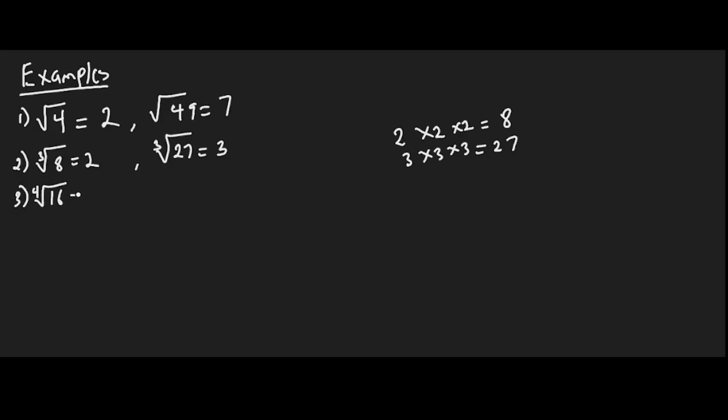We have the 4th root of 16, that is 2. That is, 2 is that number that you can multiply by itself 4 times to give us 16. The 4th root of 81 equals 3. That number that can be multiplied by itself 4 times, that is 3 times 3 times 3 times 3, is going to give us 81.